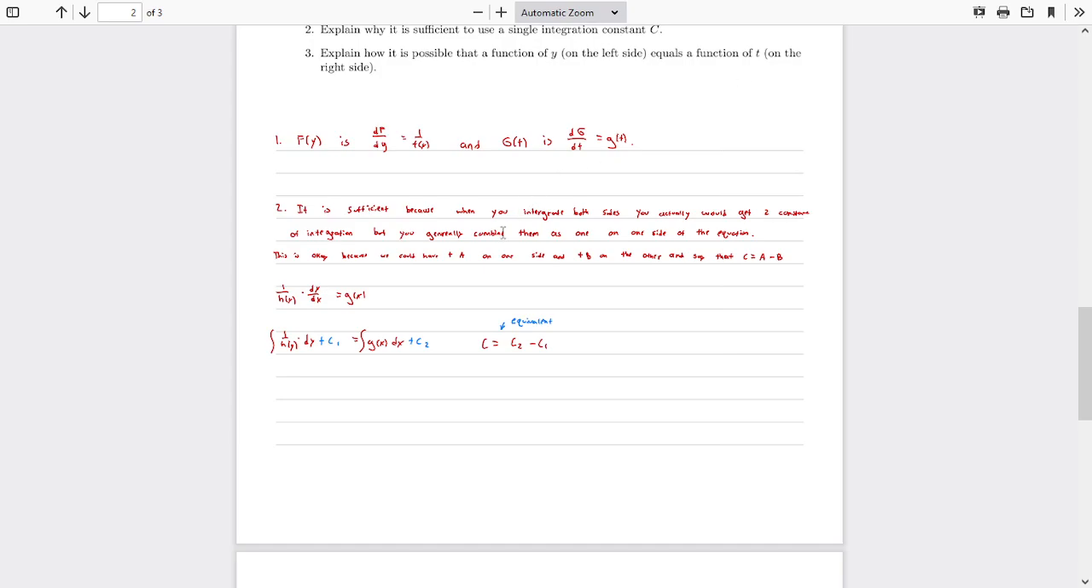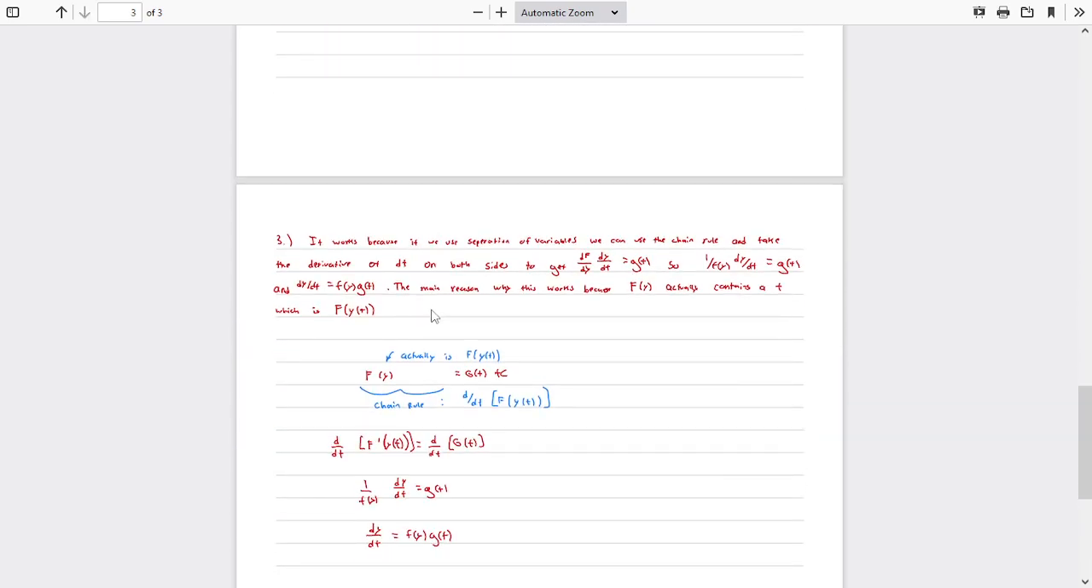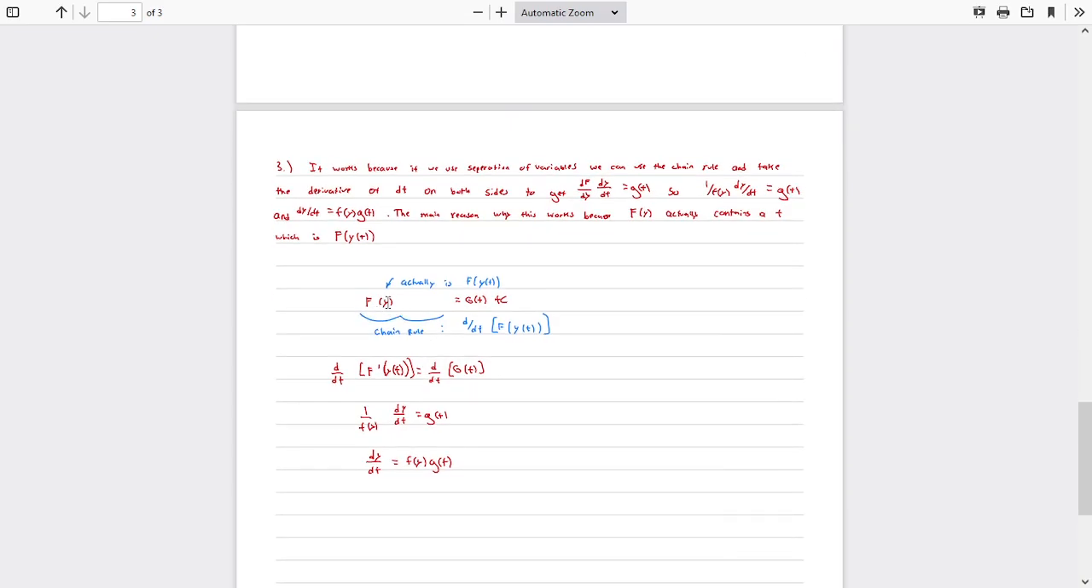And the last question says to explain why it's possible that a function of y on the left side equals a function of t on the right side. So this is possible because once we have big F of y equal to big G of t plus c, this is possible because big F of y actually contains a t in the function.